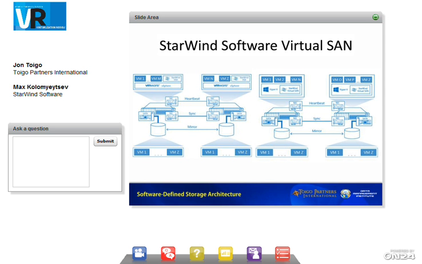So, I mean, with the release of Virtual SAN, we also got a lot more interest from the cloud providers as well as companies doing VDI deployments. But everything started from SMB.